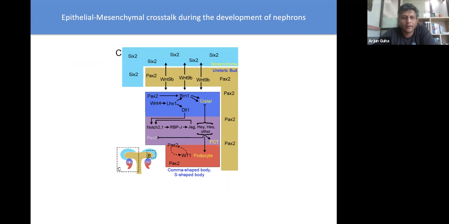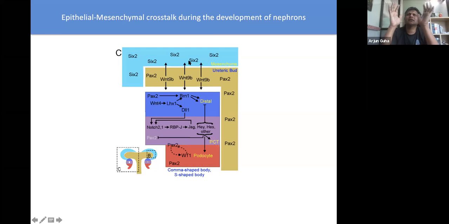And I've sort of mentioned that here or shown that here in the context of this particular schematic. Again, Wnt9b is produced by the cells of the ureteric bud. And this speaks to the cells of the mesenchyme to lead to the growth of cells that express SIX2, and we will get to what SIX2 is and what its relevance is. And this is what drives the process of renal vesicle formation.